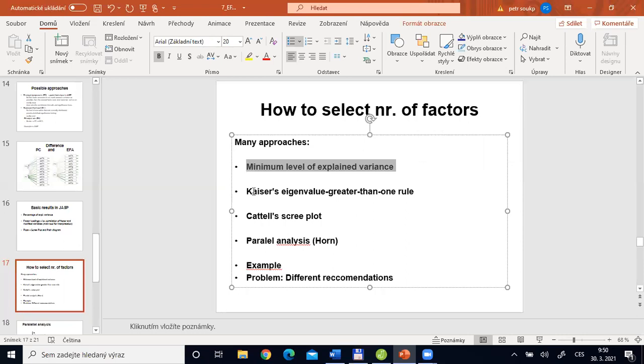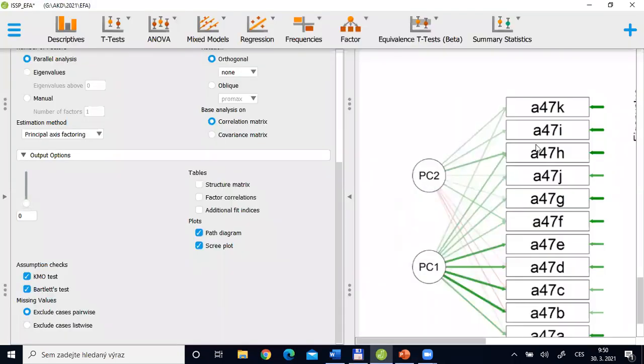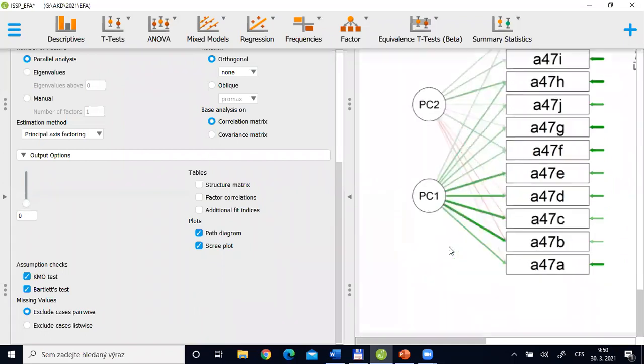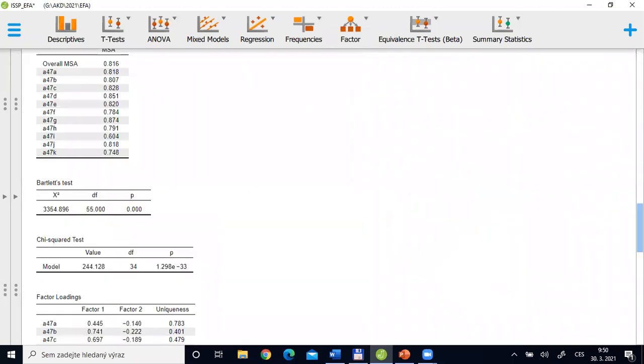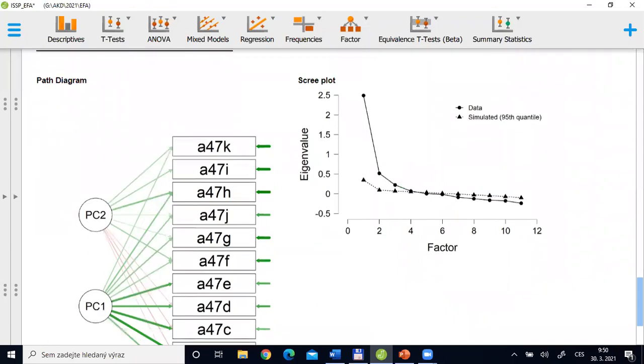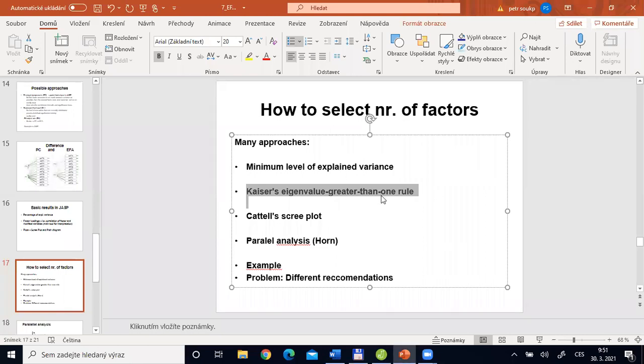A very well-known rule, and usually this is the default in statistical packages, is the so-called Kaiser's eigenvalue greater than 1 rule. In JASP, we need to slightly change this rule into the rule for eigenvalue above 1. So here we have these pictures, and let's go to this picture, the Scree plot, and let's explain how this rule, value greater than 1, in JASP settings currently greater than 0 in factor analysis, works.